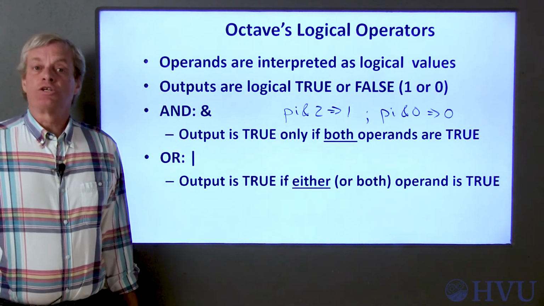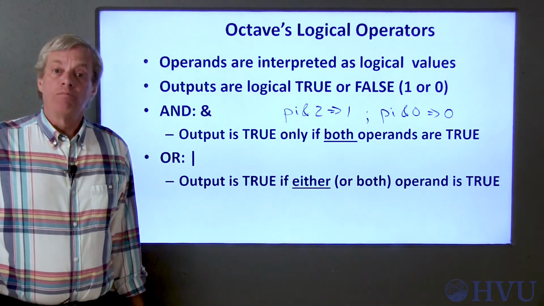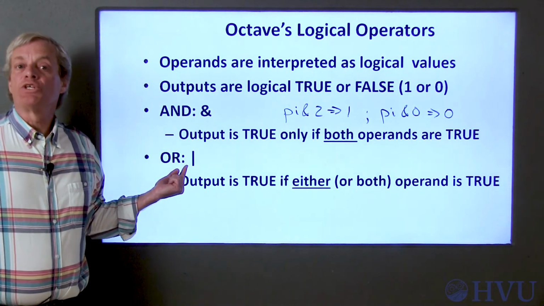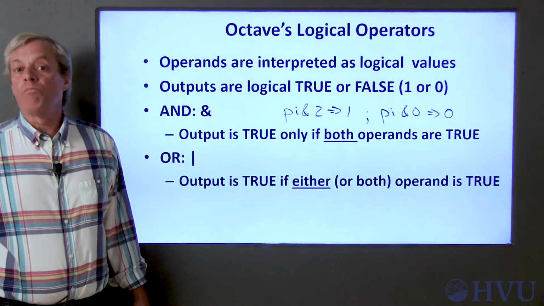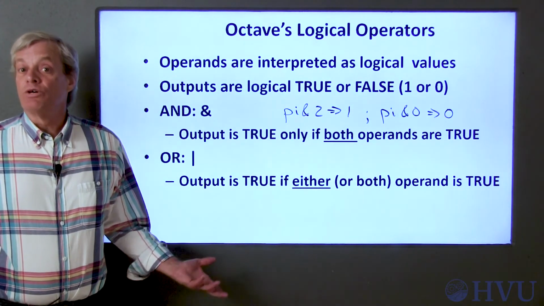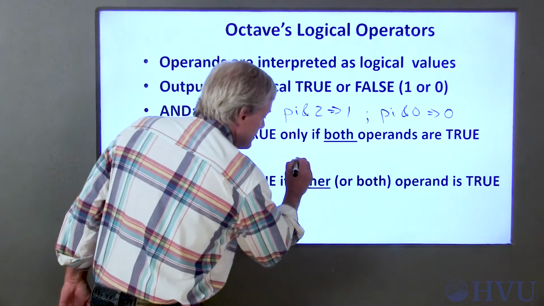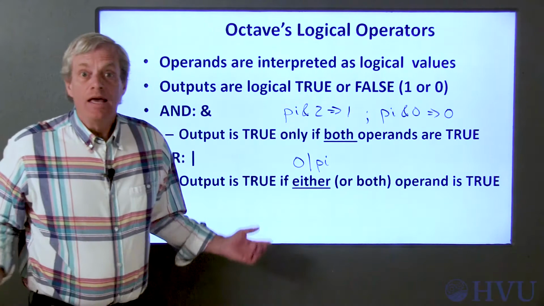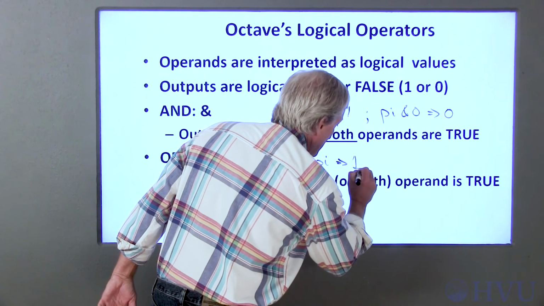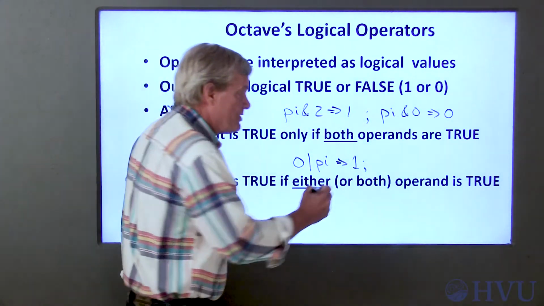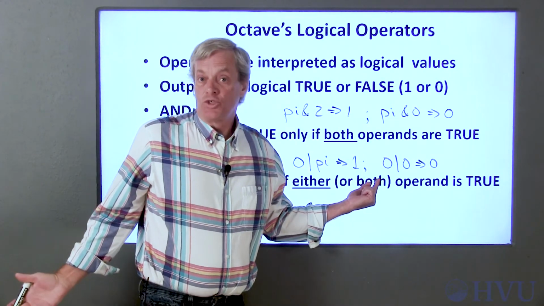The next operator is a logical OR. In Octave, it's represented by this vertical bar or pipe symbol. On most keyboards, this is the uppercase version of the \ key. The result of an OR operation is true if either one or both of the operands is true. So if at least one condition is met, the result of an OR is true. For example, 0 OR pi is true, since pi is interpreted as being true by the operand, and this returns a 1. 0 OR 0 is false, since neither operand is true.